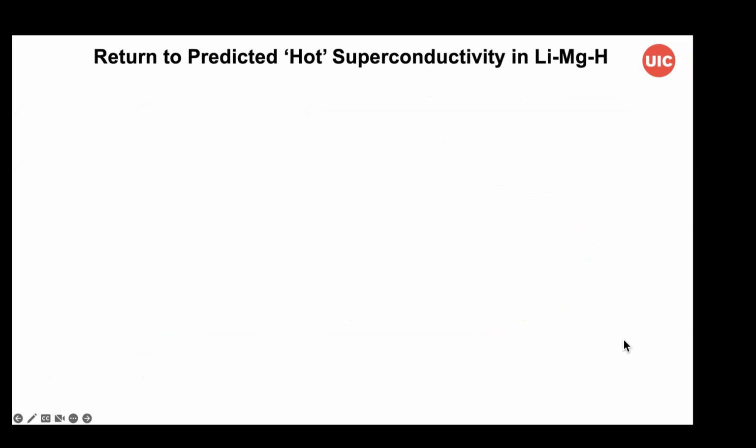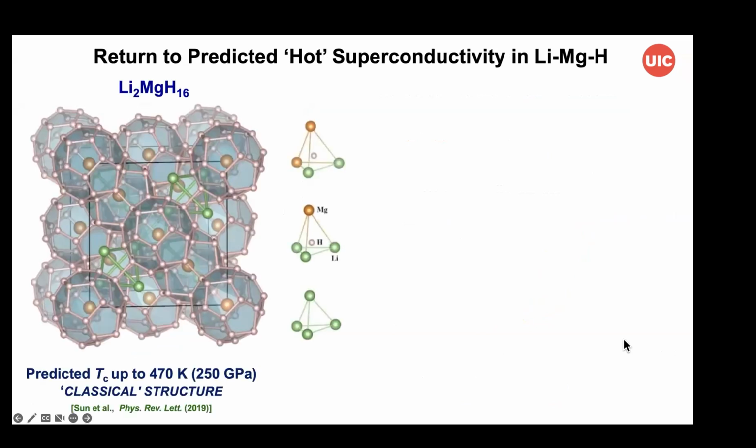But I want to return to the LiMgH system and the predicted TC in this material, because this goes to the whole question of a mechanism and the need to go perhaps beyond what we're currently doing theoretically to really get at the nature of these materials. So if you look at this interesting material that was predicted by the Jilin University group with this very high TC, this very highly symmetric structure.